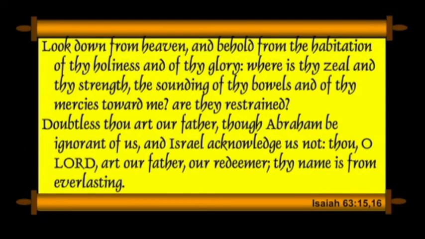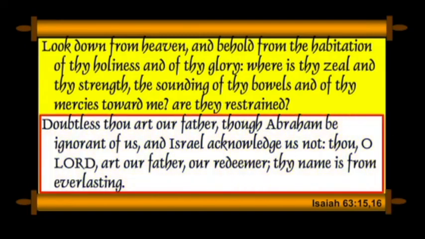So how does it read in the King James? Look down from heaven, look and behold the habitation of thy holiness and thy glory. Where is thy zeal and thy strength and the sounding of thy bowels and thy mercies toward me? Are they restrained? Doubtless thou art our Father, though Abraham be ignorant of us, and Israel acknowledge us not. Thou, O Lord, art our Father, our Redeemer, thy name is from everlasting.